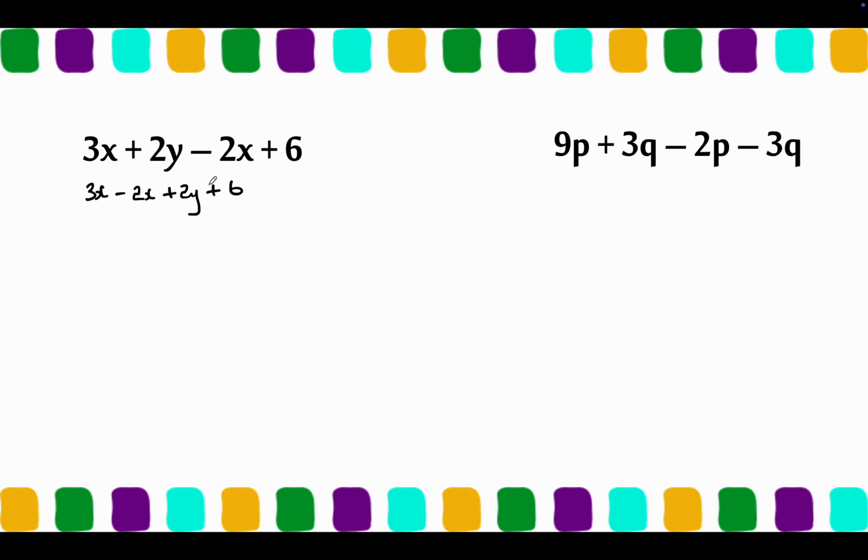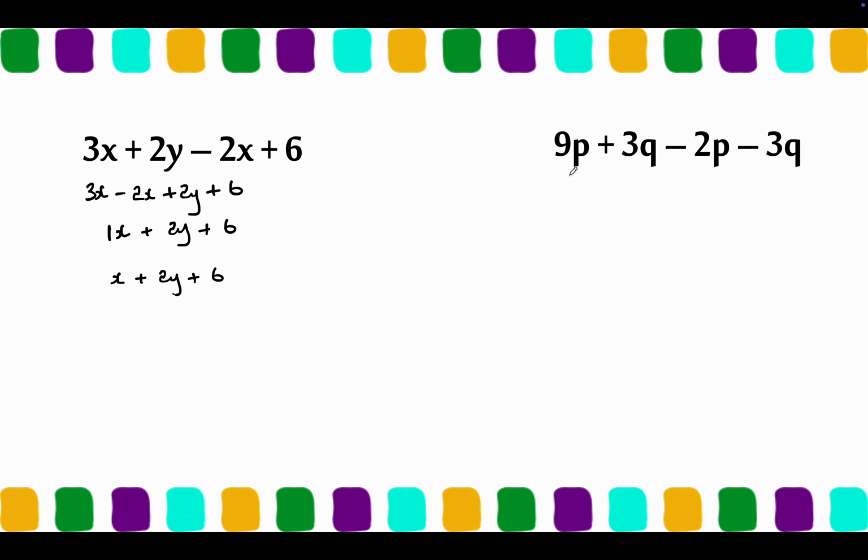Now, to subtract the coefficients, I'm going to take 2 from the 3. That will give me 1x plus 2y plus 6. Now, if you put x plus 2y plus 6, it will also be correct because x here has a coefficient of 1.